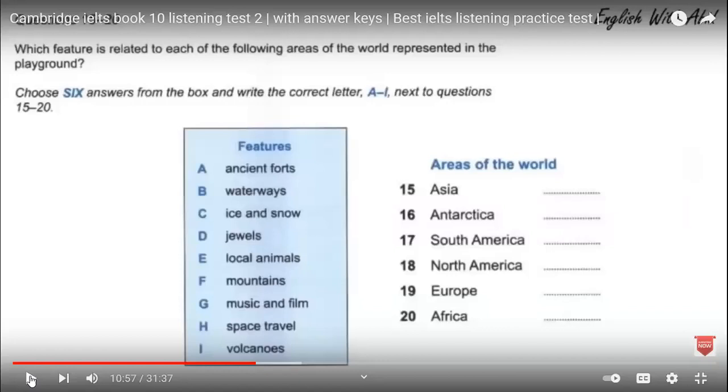Sir, if they are talking about slides, then it can be F, mountains. You have to go with one answer. What is your answer from your side? Sir, now I'm going with the, sir, slides can be done on ice and snow. Just mention one letter. Is it C or F? C. From your side, yes, C.